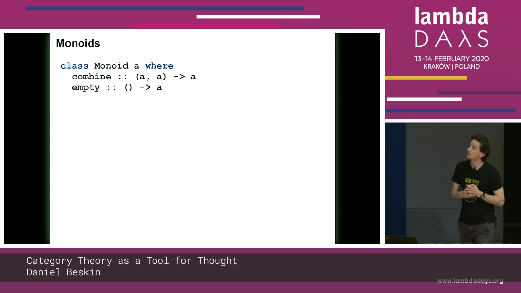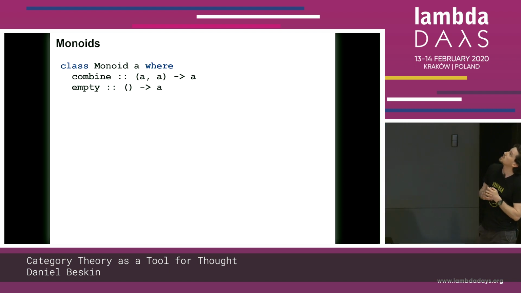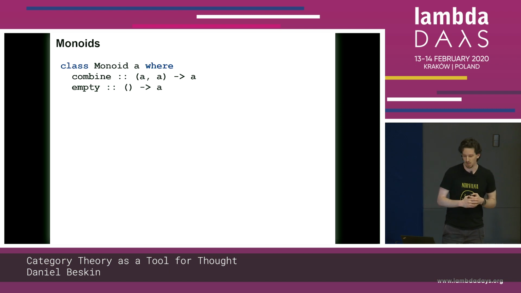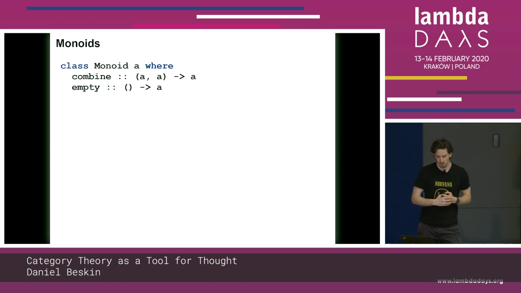What do I mean by combining? So we have the combine function, which takes two values of type A and returns a single value. We have the empty value, which disappears during combination. You might notice that this is not the standard definition of a monoid from Haskell, but it's easier to put it into categorical terms this way, as we'll do now.